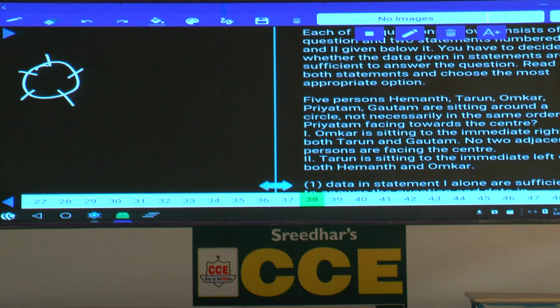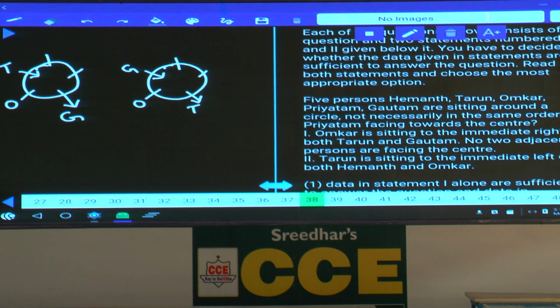Then condition number 1, Omkar is seated to the immediate right of both Tarun and Gautam. Now Omkar is seated to the immediate right of whom? Both Tarun and Gautam. Now if this person is here, the other person must be here. Then only this Omkar will be immediate right of both these two. Hence if Tarun is here, Gautam will be here. Then what is the second possibility? 1, 2, 3, 4, 5 and Omkar is here. Then Gautam will be at this place and Tarun can be at this place. How many possibilities? We have 2 possibilities.